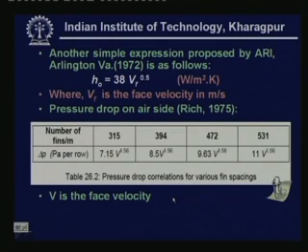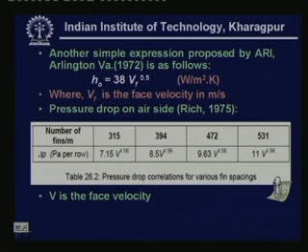Now, there is another simple expression proposed by the Air Conditioning and Refrigeration Institute, Arlington, USA, that simply relates the heat transfer coefficient to the phase velocity. It is given by h naught equal to 38 times V_f to the power of 0.5, where V_f is the phase velocity in meter per second, and h naught is the heat transfer coefficient in watt per meter square Kelvin. So, in the absence of detailed data, you can use this simple expression for rough estimation of the heat transfer coefficient on fin surfaces.